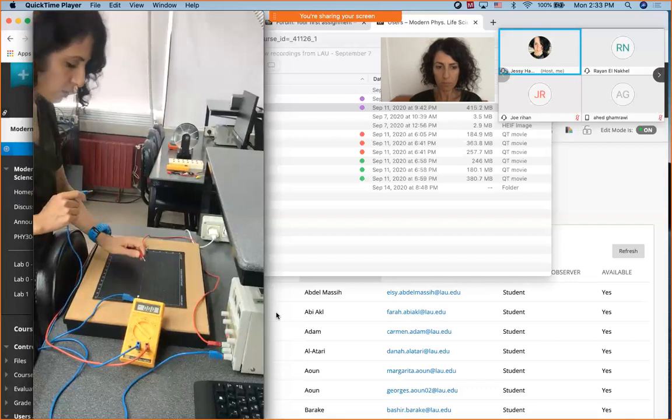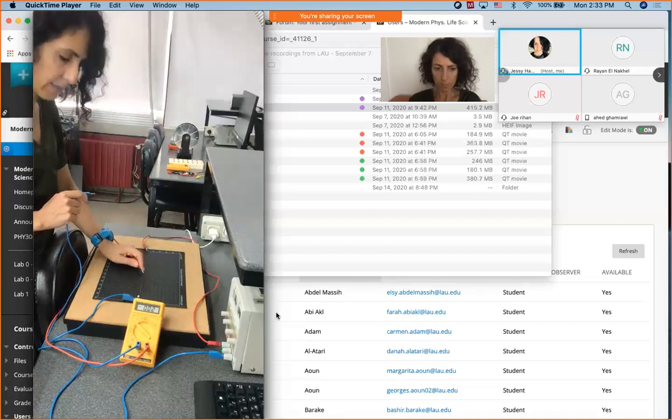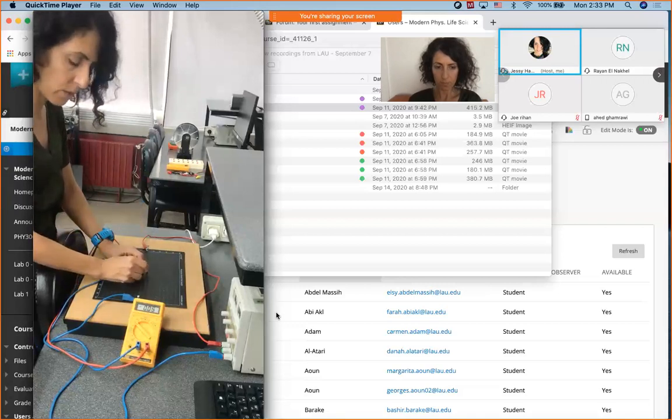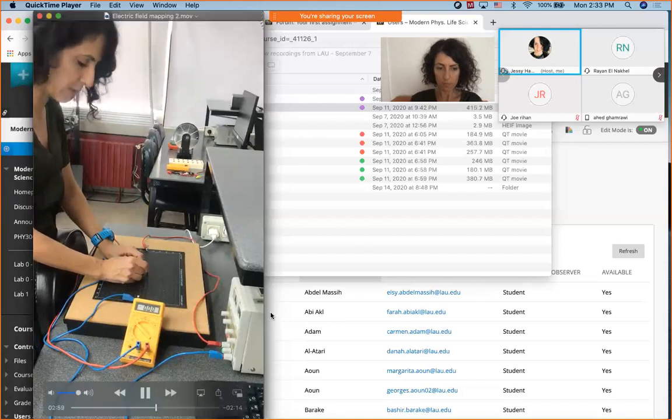I'm gonna start with my red terminal being my reference exactly in the middle of the paper, and I'm gonna try this point. Does it give me zero? No. I will move it a little bit to the left to get zero. I found my zero. I write down the coordinates of this point.